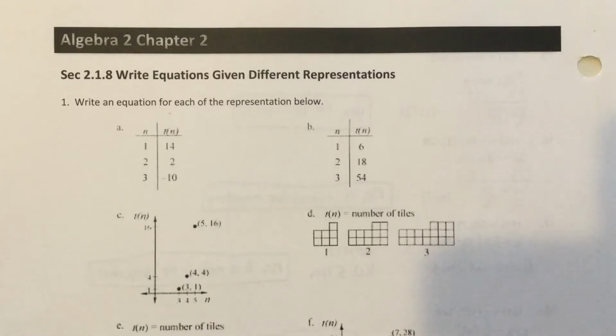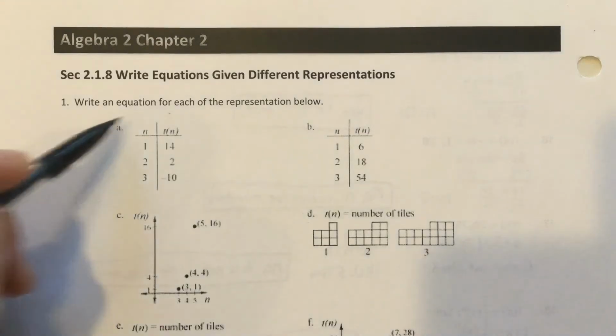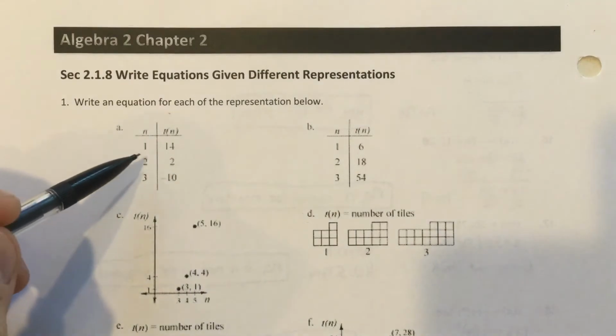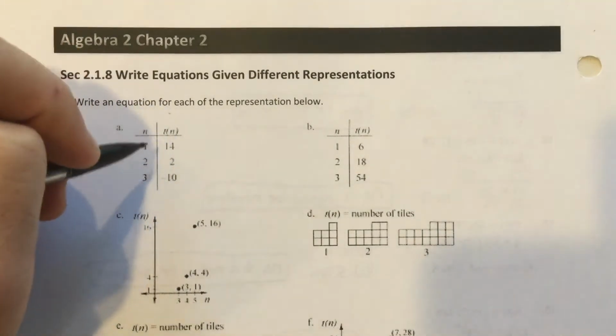All right, on to our next lesson, section 2.1.8, writing equations given different representations. So in this lesson, we're just practicing writing the equations based off whatever representation we're given. So again, we have to think about what the pattern is, first of all, and then once we know the pattern, what kind of equation it would be, and go from there. So for numbers A and B, again, you're in pretty good shape. You just have to find the pattern.